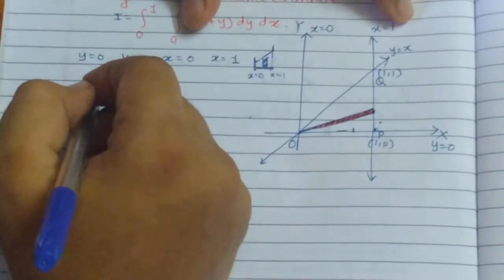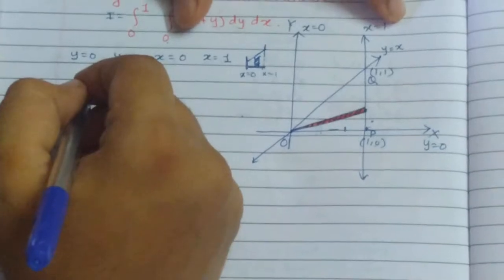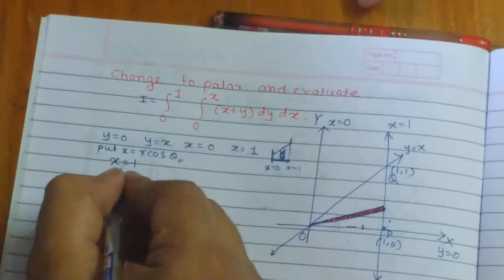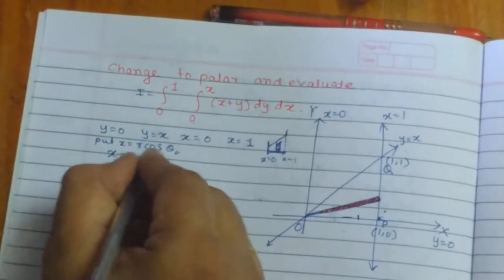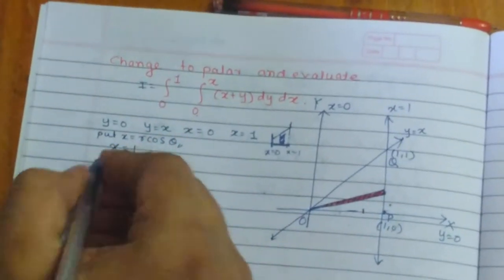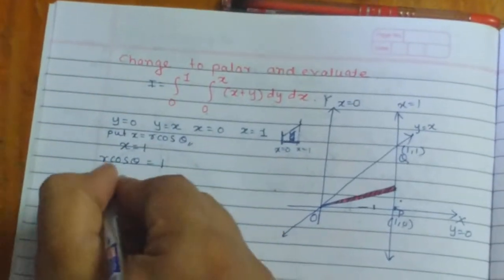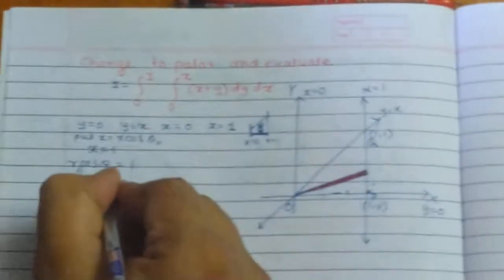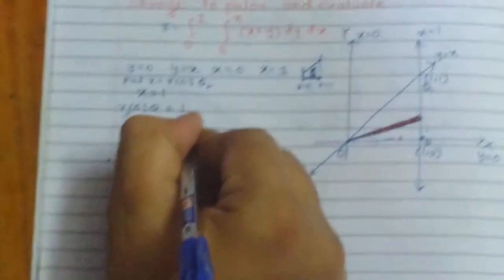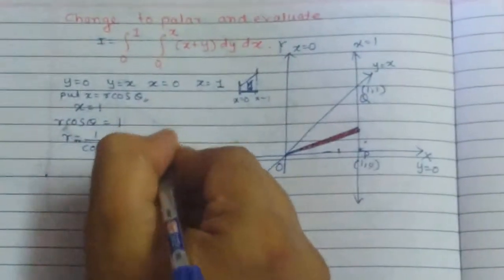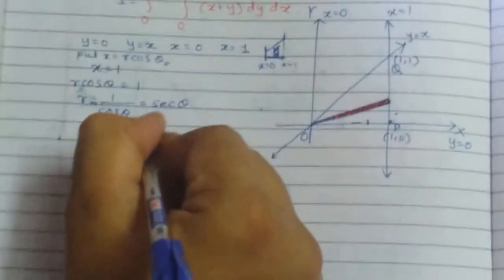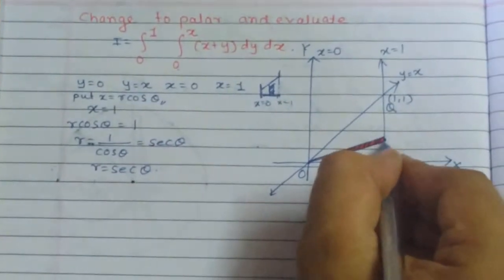In this we would like to substitute x is equal to r cos theta. So we have r cos theta is equal to 1. Therefore r is equal to 1 upon cos theta, which gives sec theta. So r is equal to sec theta is the polar equation of this line.